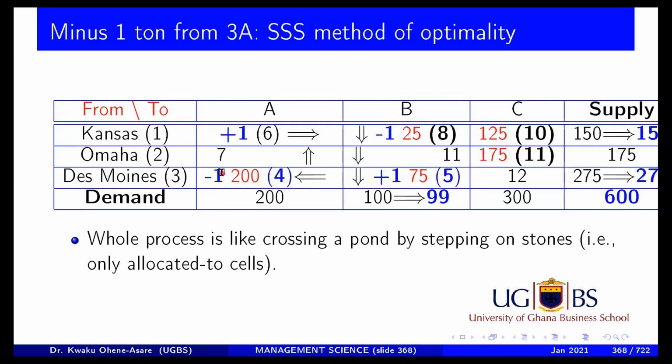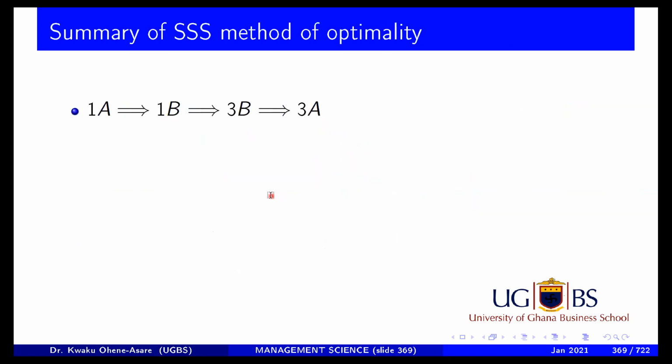So we're going to go through the process. The whole process is like crossing a pond and stepping on stones. Okay. Stones are the allocated cells. So you are stepping only on the allocated cells, you are stepping on stone. That is why the method is known as stepping stone. So you move from here, you go to that level there, you come down, you add +1 here, subtract -1 here, everything is balanced.